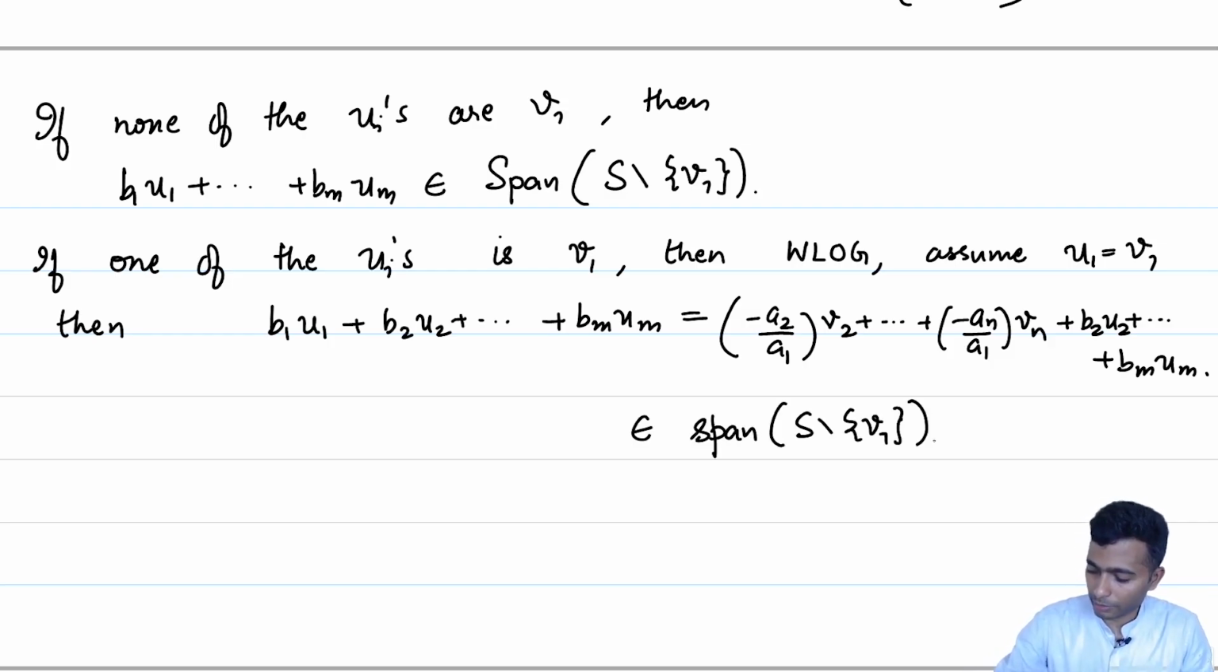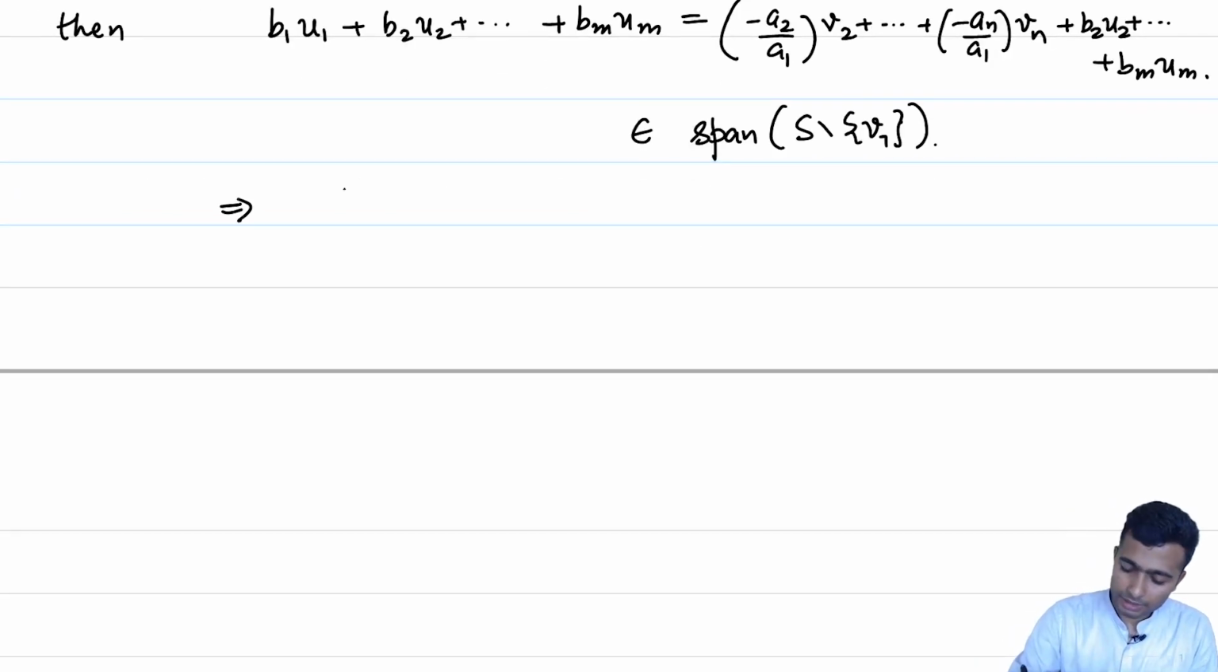So in either scenario, the linear combination is in the span of S minus v1. The first is when none of them is v1, and the second is when one of the ui's is indeed v1. Even then, the linear combination of u1 to um with b1, b2 up to bm is an element in the span of S minus v1.